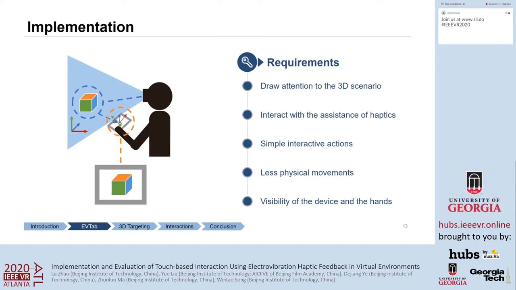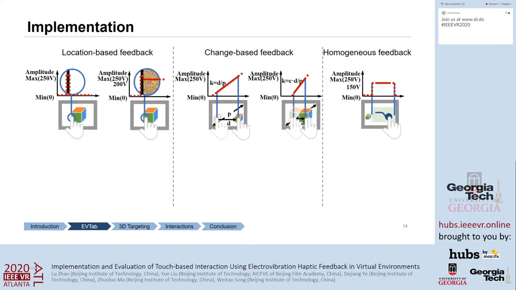We rendered the 3D scene in the viewport of the user's head-mounted display on the virtual EV-Tab. We categorize the electro-vibration haptic feedback from previous research as location-based feedback, change-based feedback, and homogeneous feedback. The location-based feedback is always generated at part of the device to present interface areas or shapes of objects. The change-based feedback increases the amplitude of feedback linearly along the sliding trajectory of the fingers. The homogeneous means the electrical vibration is uniformly distributed on the whole device to present surface roughness and friction.